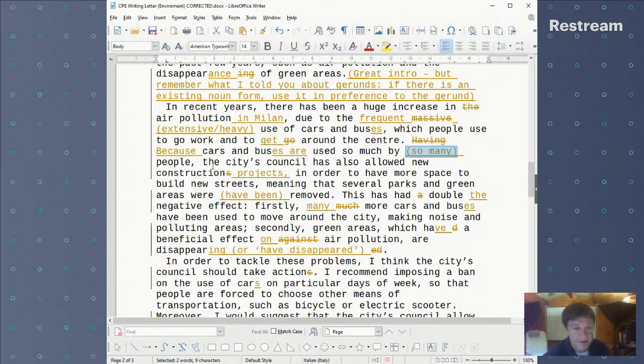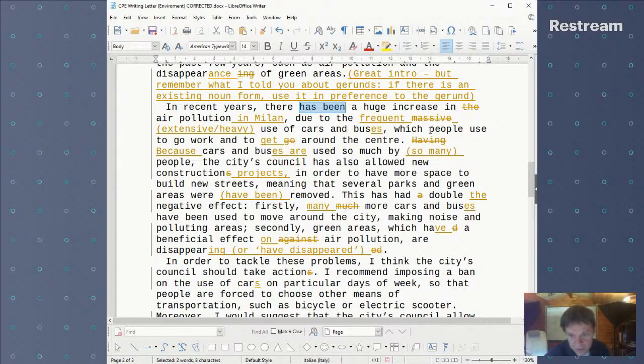And it's parallel. Okay, so the city's council has also allowed new construction projects in order to have more space to build new streets, meaning that several parks and green areas were removed. Now, I think have been is better here. It's because if you look carefully, we start with in recent years, which is an unfinished period of time extending into the present. And so the writer's got has been, yeah?